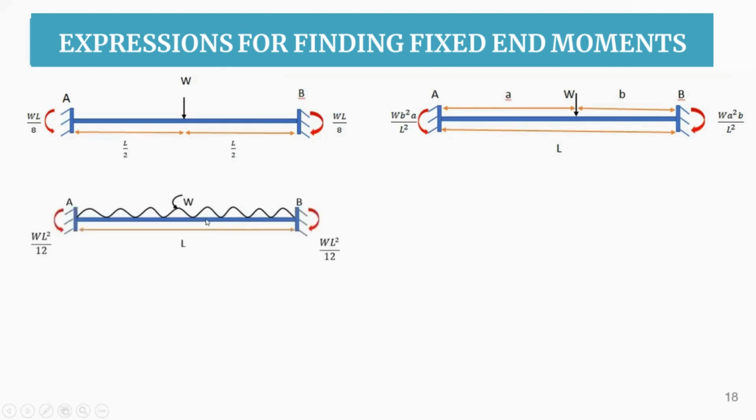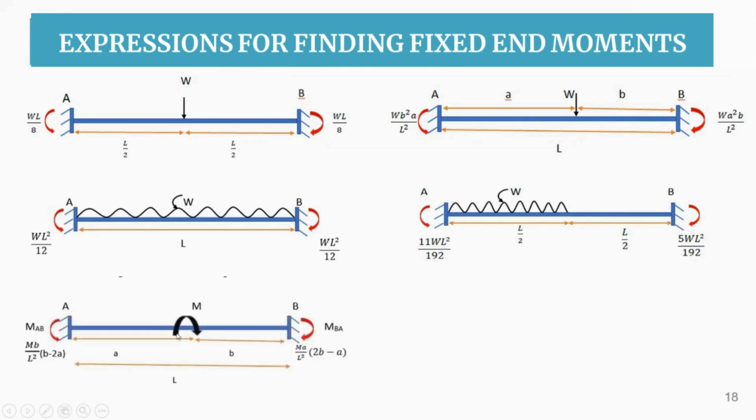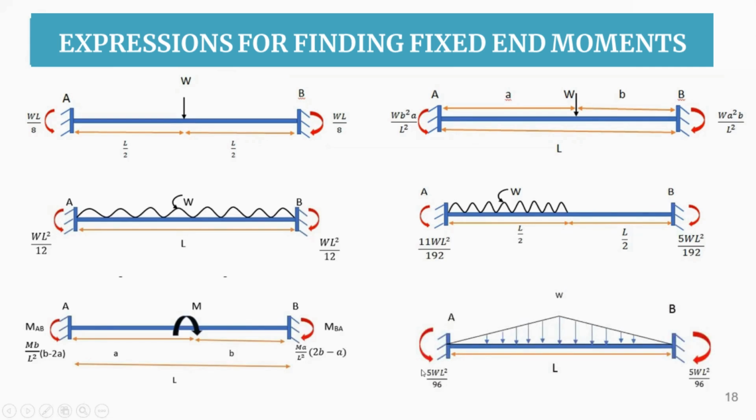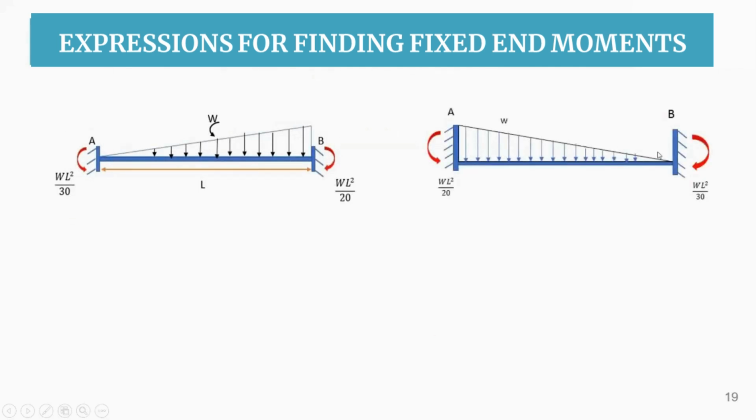And this is subjected to a full UDL. The moments developed are WL square by 12. And here you can see a half UDL. The moments developed you can see here. Next, this is a moment acting in the clockwise direction. So what are the moments developed at an eccentric distance? And this is a UVL. What are the moments developed here? And another UVL, which is linearly varying from B to A. And this is from A to B.